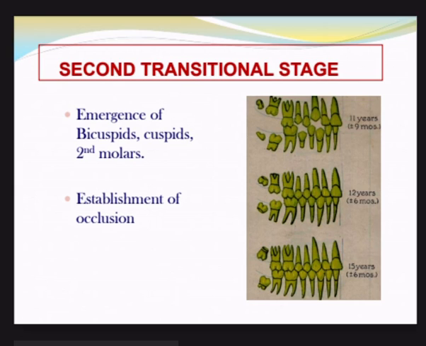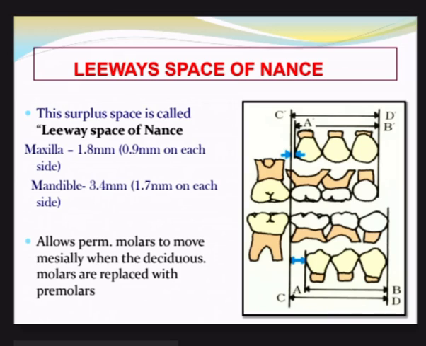In this period, the important event is emergence of your premolars, your permanent canines and the second molars, and it will establish the occlusion. As I told you, in the early mesial shift, primate spaces are utilized. But here it is called the leeway space of Nance. Leeway space is actually utilized to establish the class 1 molar relationship. So, what is leeway space?